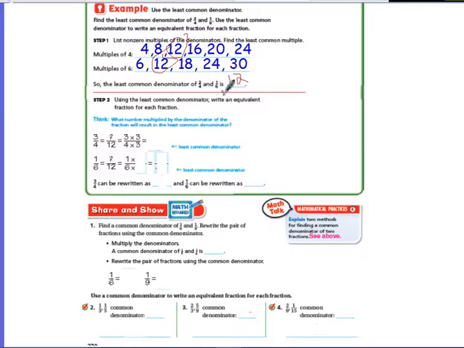Using the least common denominator, write an equivalent fraction. So 4 times what got me to 12? Well, 4 times 3 got me to 12. So 3 times 3 is 9.